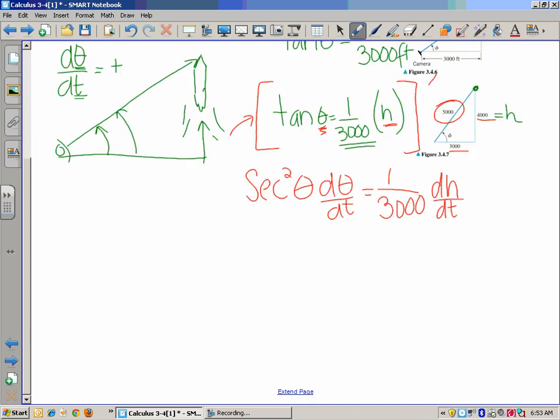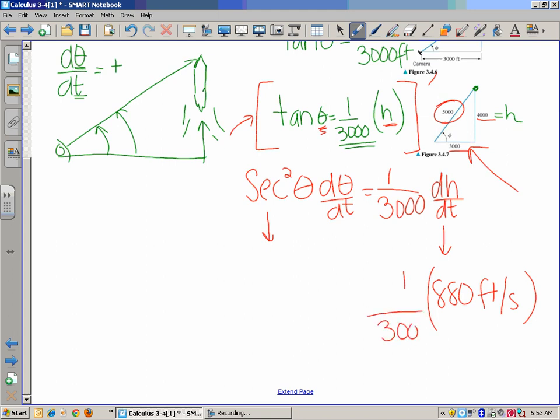And so the reason that I'm using this, they gave me all my lengths. So now I can plug everything in that I know. They told me this was 880 feet per second. I know 1 over 3,000, that's a constant. I do not know d theta dt, so I'm leaving that. That right there is what I'm looking for. I'm looking for d theta dt.